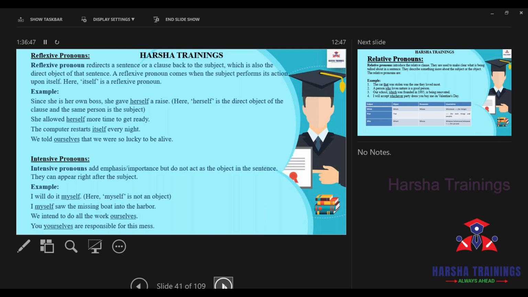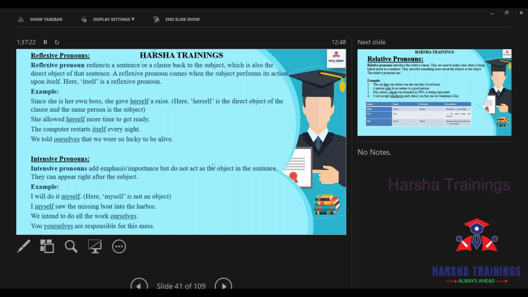Now, coming to intensive pronouns. Intensive pronouns add emphasis or importance, but do not act as the object in the sentence. They don't become the object of the sentence, they just add emphasis. Emphasis is nothing but importance to the sentence. For example, I will do it myself. Here, even though myself is at the end of the sentence, it is not the object. It is an intensive.